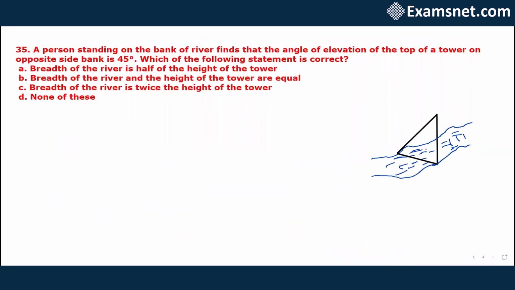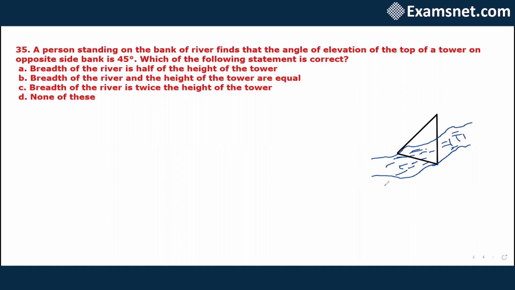Question number 35 states that a person standing on the bank of a river finds that the angle of elevation of the top of a tower on the opposite side of the bank is 45°. Which of the following statements is correct? There are 4 options given regarding the above scenario.